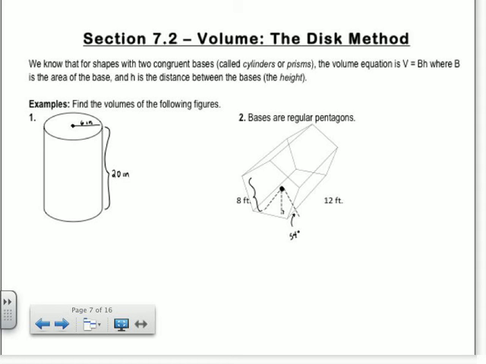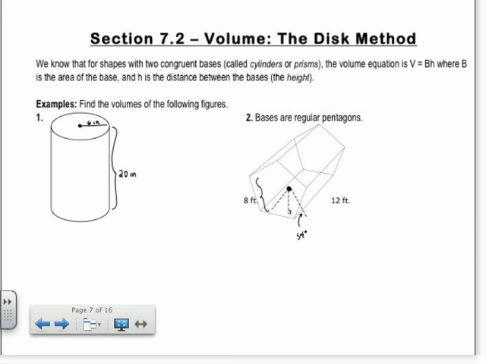All right, so it says we know for shapes with two congruent bases called cylinders or prisms, the volume equation is V equals the area of the base times the height. Do you guys remember that from geometry? It's been a long time. But yes. All right, so if I can find the area of the base and then multiply by the height, that finds the volume.